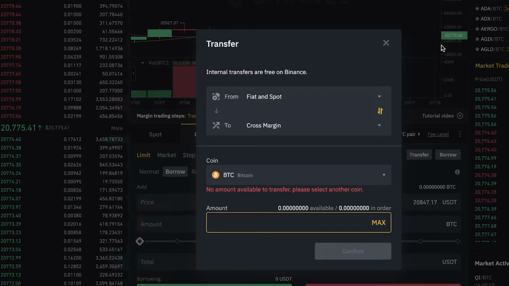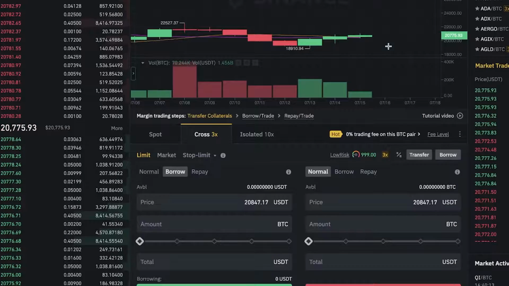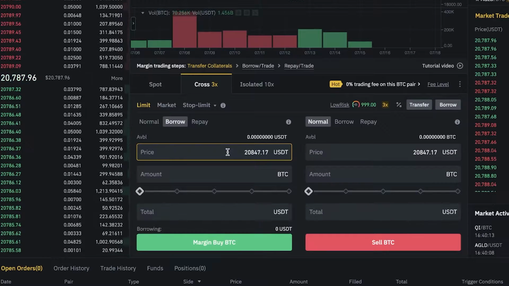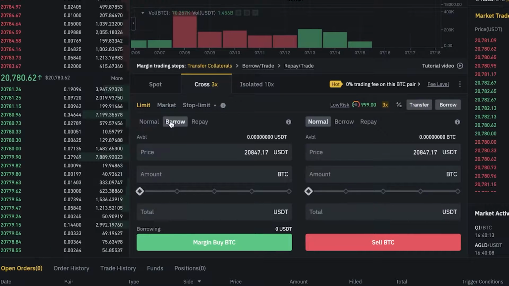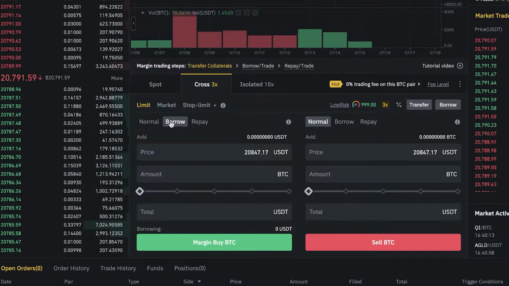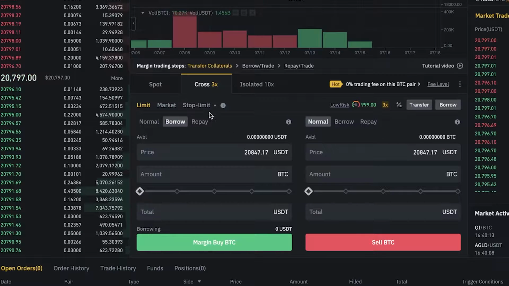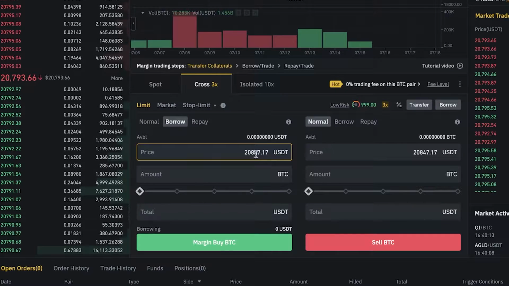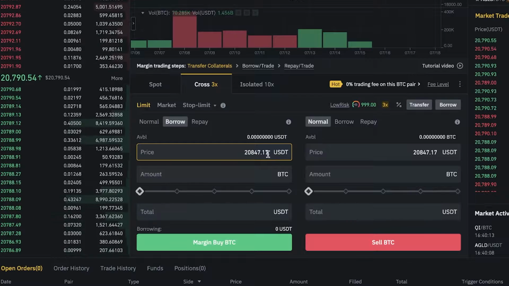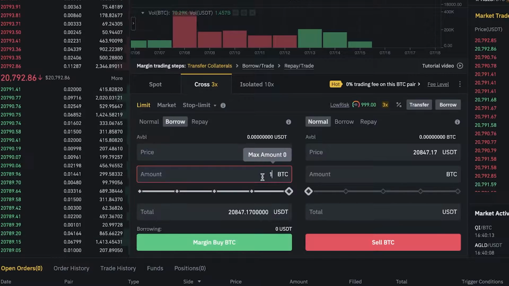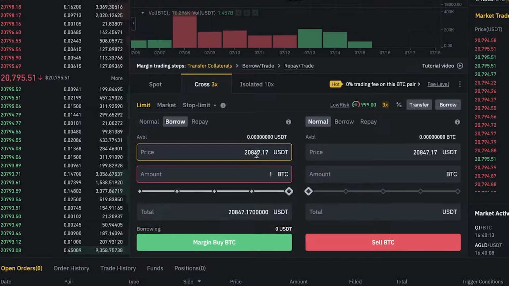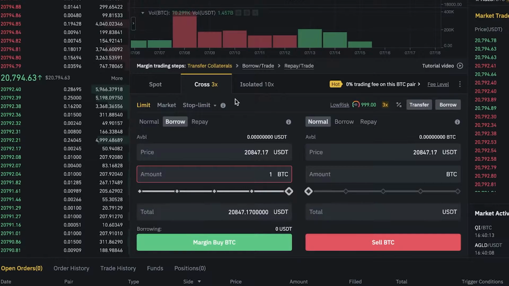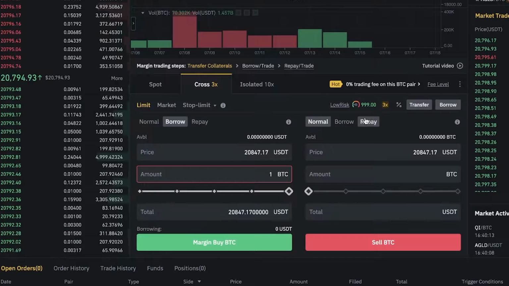So the current price is at 20,000. You would transfer 20,000 into your margin trading account, and then you would begin buying your BTC. So you're going to click on borrow, and then you're going to add the BTC price that you want to borrow the BTC at. So let's say you want to borrow one BTC at this amount, which would be 20,847 USDT. And once you have done that, you're going to click on borrow, and then you're going to click on sell.